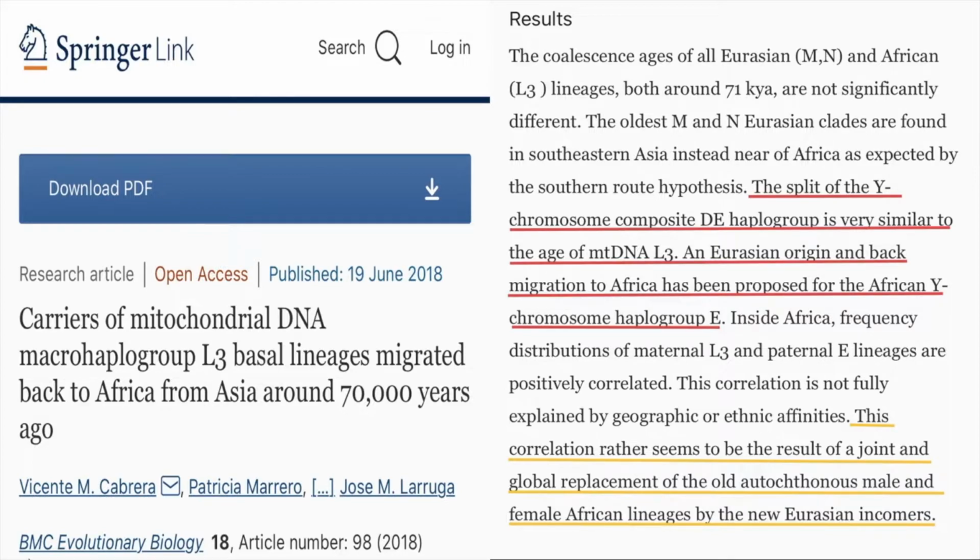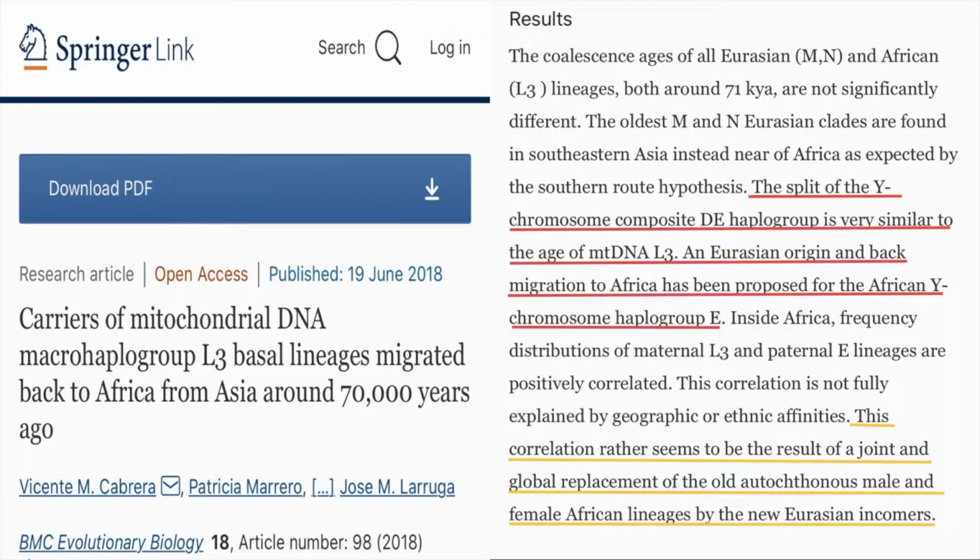So it reads, the split of the Y chromosome composite DE haplogroup is very similar to the age of mtDNA L3, and Eurasian origin and back migration to Africa has been proposed for the African Y chromosome haplogroup E. This correlation rather seems to be the result of a joint and global replacement of the autochthonous or indigenous male and female African lineages by the new Eurasian incomers.